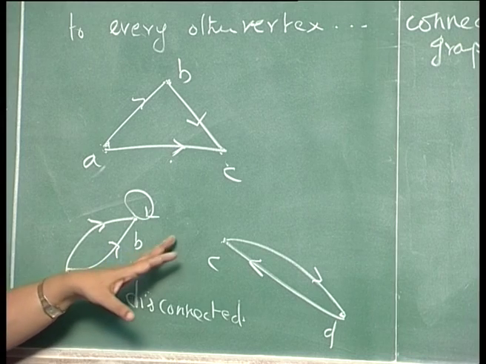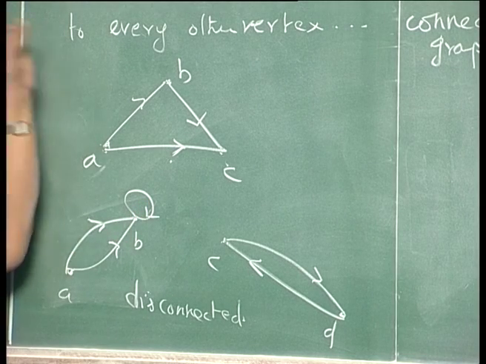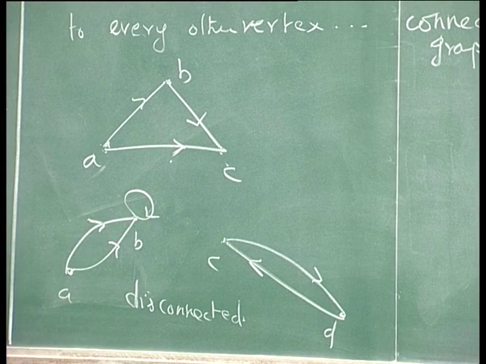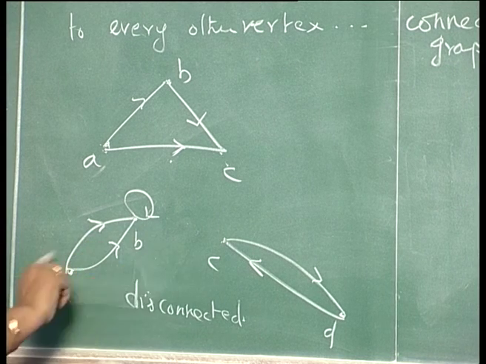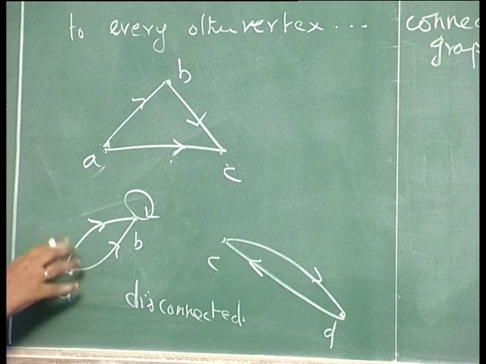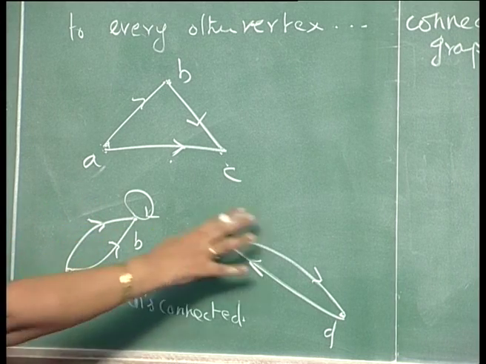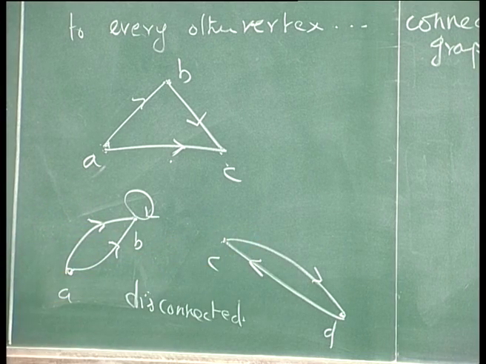If this condition is not satisfied, that is the first two conditions, if it is not strongly connected or connected, it is disconnected. But in this disconnected graph, this portion is connected and this portion is connected. They are called connected components of this graph.